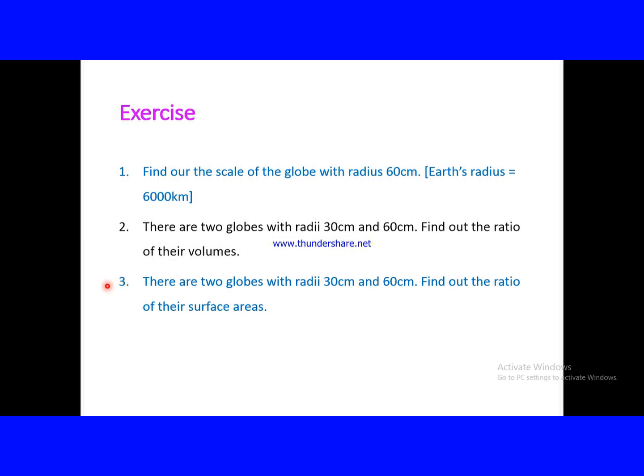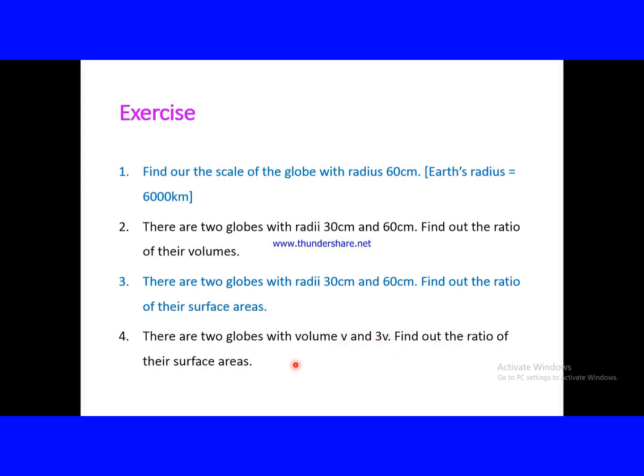Third question. There are two globes with radius 30 centimeter and 60 centimeter. Find out the ratio of their surface area. First, we have to come to the surface area of this globe using the equation 4 pi r square, and same way we'll find out the surface area of this larger globe, and then we'll find out the ratio of surface area of those two globes.